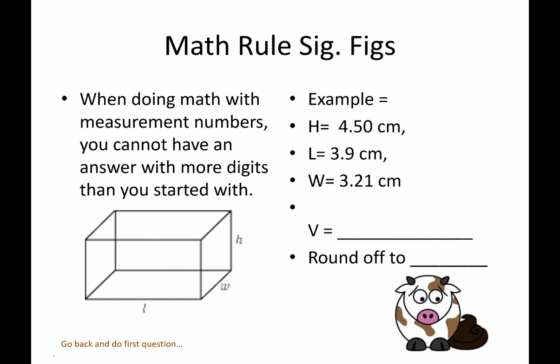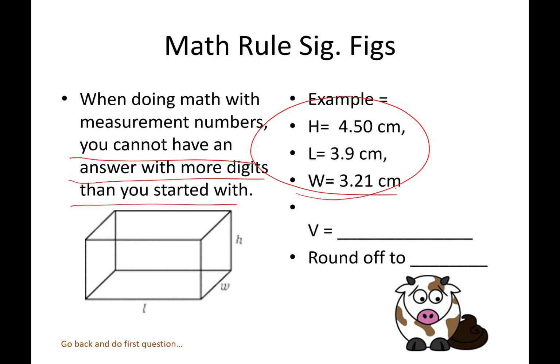Math rules for significant figures. When you do math with measurements, here's the big thing. You cannot have more digits in your answer than you start with. So if I multiply those 3 numbers together for volume, length times width times height, I am going to get an answer of 56.3355 cubic centimeters.